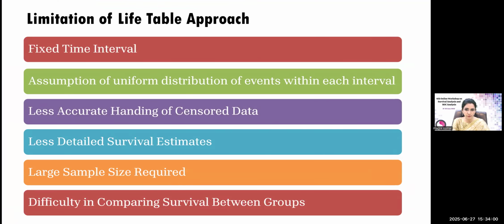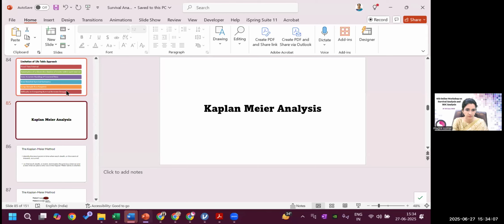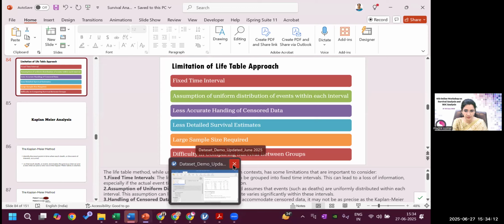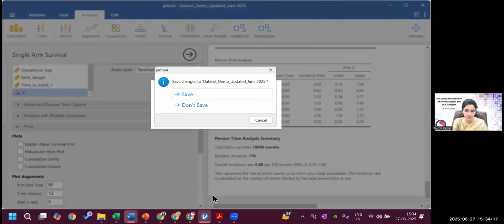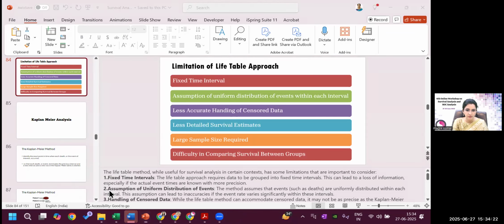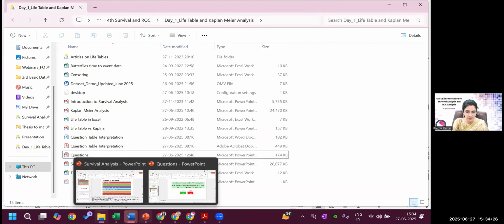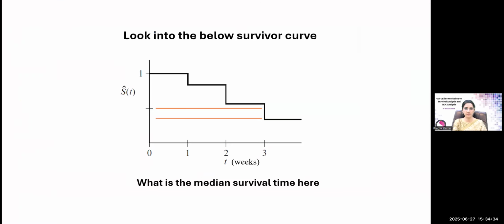I hope all of you have downloaded JAMOVI. If I start from the beginning, we have shared the data with all of you. But before the data, let's see, we have a few questions for you. So this we have discussed.